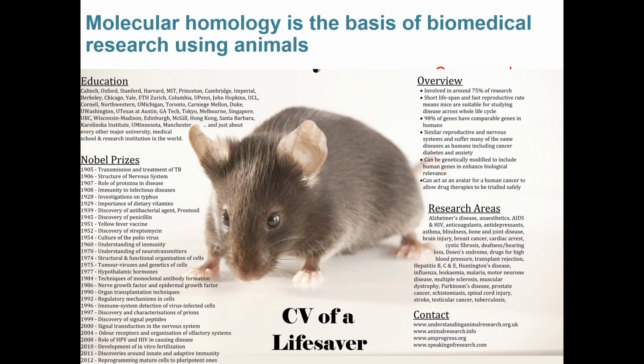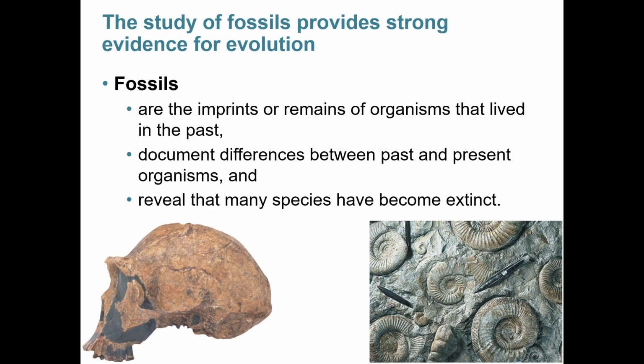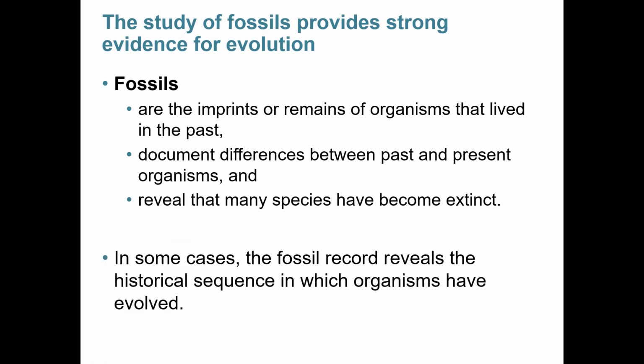Sometimes we don't have the luxury of being able to look at an animal that's alive right now or getting a DNA sequence. When that's the case, we can turn to fossils. Fossils are the imprints of remains of organisms that lived a long time ago, and they document differences between past and present organisms and can sometimes reveal the many species that have become extinct before now. In some cases, the fossil record also reveals the historical sequence in which organisms have evolved.